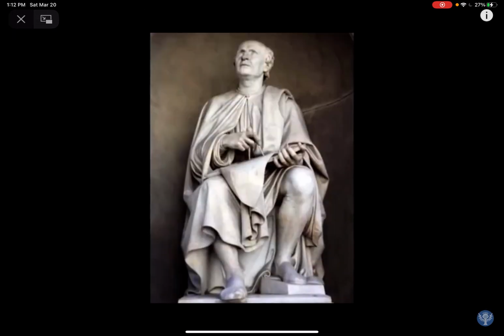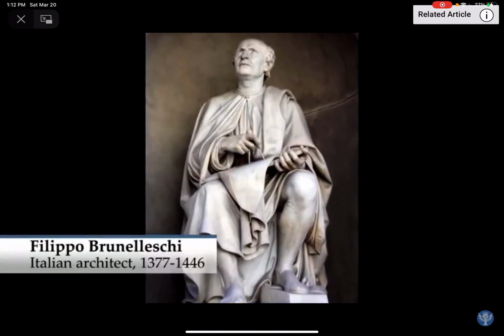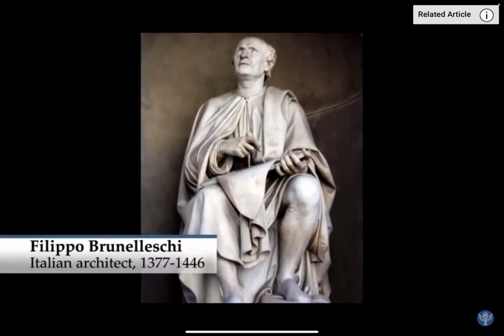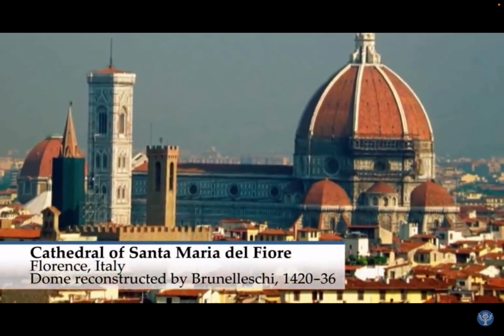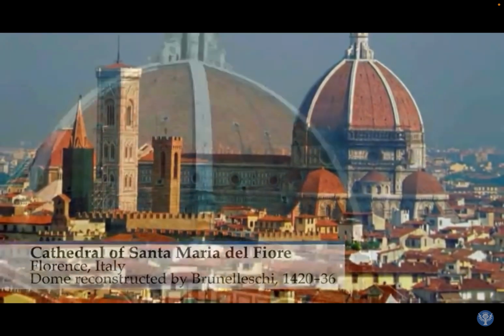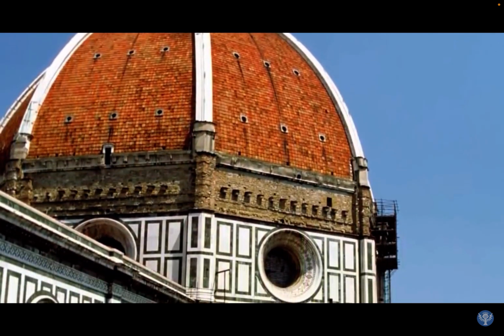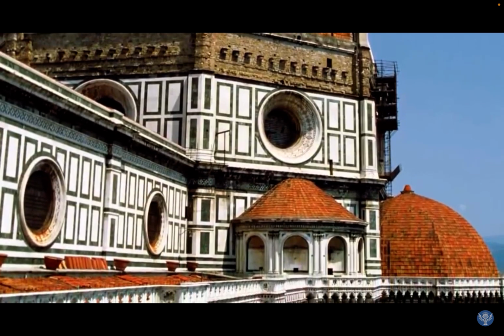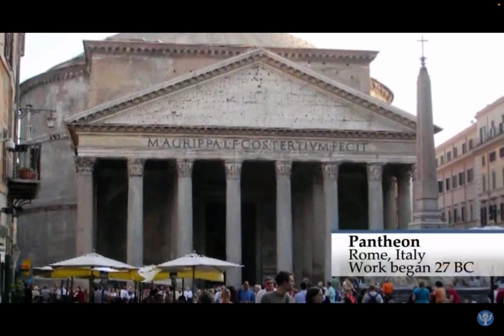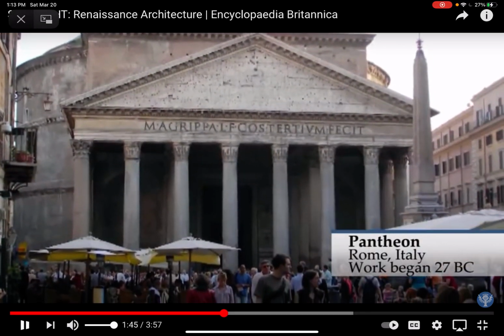Filippo Brunelleschi was one of the pioneers of early Renaissance architecture in Italy. His most famous work is the dome of the Cathedral of Santa Maria del Fiore in Florence. Also called the Duomo, this building took 16 years to construct. Early in his career, Brunelleschi lived in Rome. The Pantheon interested him greatly, causing him to study the engineering of its dome.